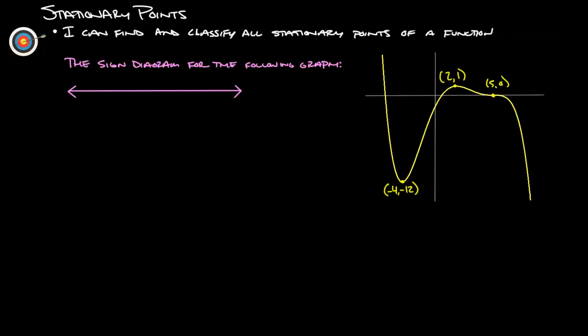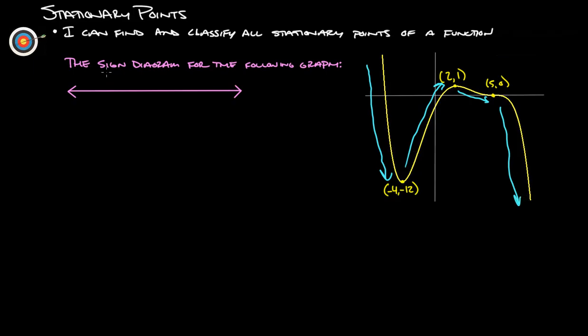Okay, we are going to make the sign diagram for the following graph. A sign diagram is basically, is it increasing or decreasing? So right here, we know from here to here, this is decreasing. From here to this next point, it's increasing. And then from this one to the next stationary point it is decreasing. And then it's also decreasing after that.